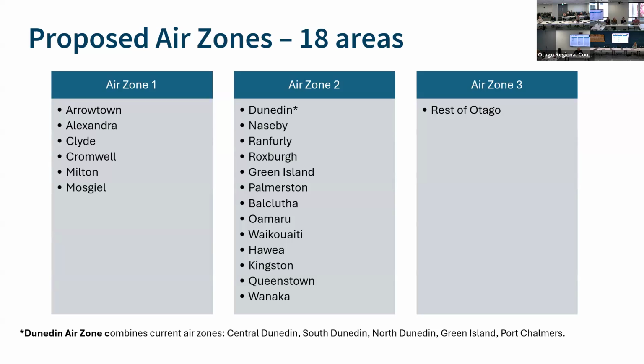So as a result of looking at those areas, as a result of combining Dunedin's 5 air zones into 1 air zone, we go from having 22 areas to having 18 areas. And based on what we are proposing for the rules, the air zones might look something like this. But we can also now talk about including more areas, as Councillor Wilson brought up. This is just a slide to show you the change between what we had before and what we're proposing now.